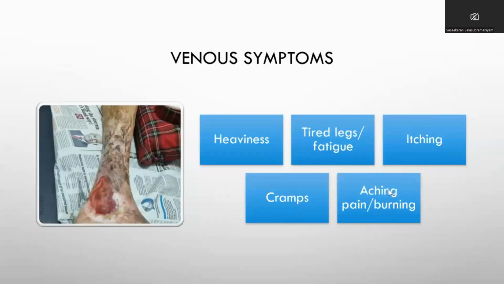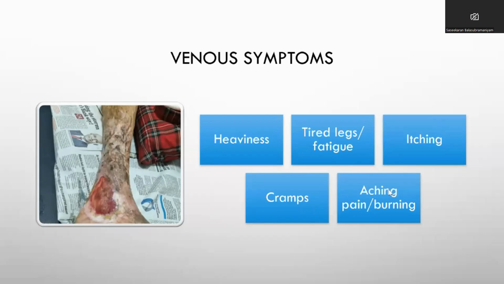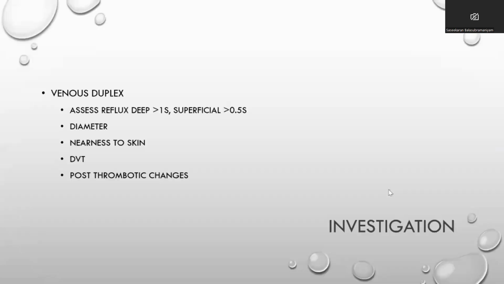So I'm only talking about the ulcer management, not about the varicose vein today. If the patient comes to you with a venous ulcer, yes, there is a place for them to have an intervention. The first one to go with is the venous duplex. You can assess the superficial vein and the deep vein.